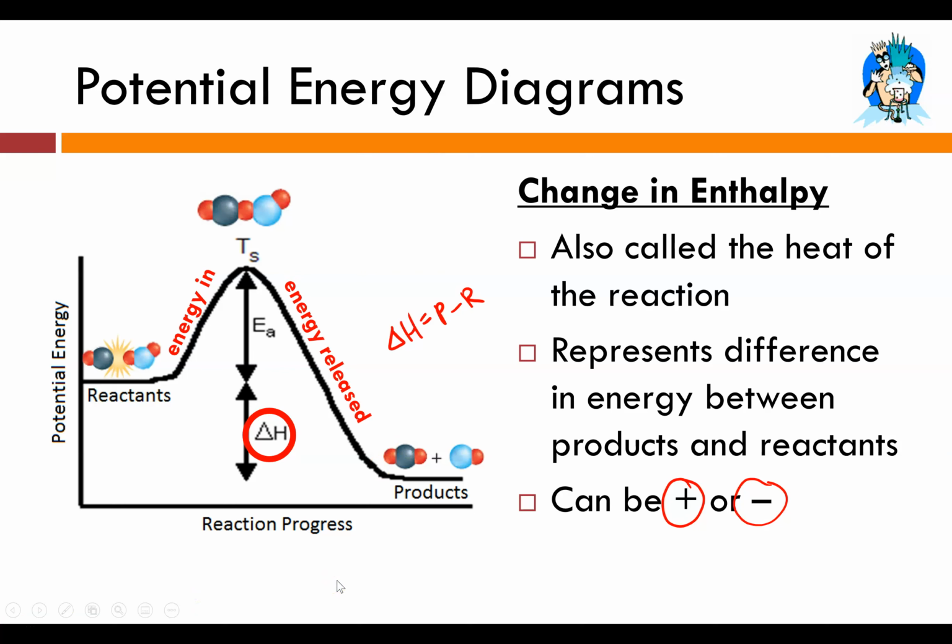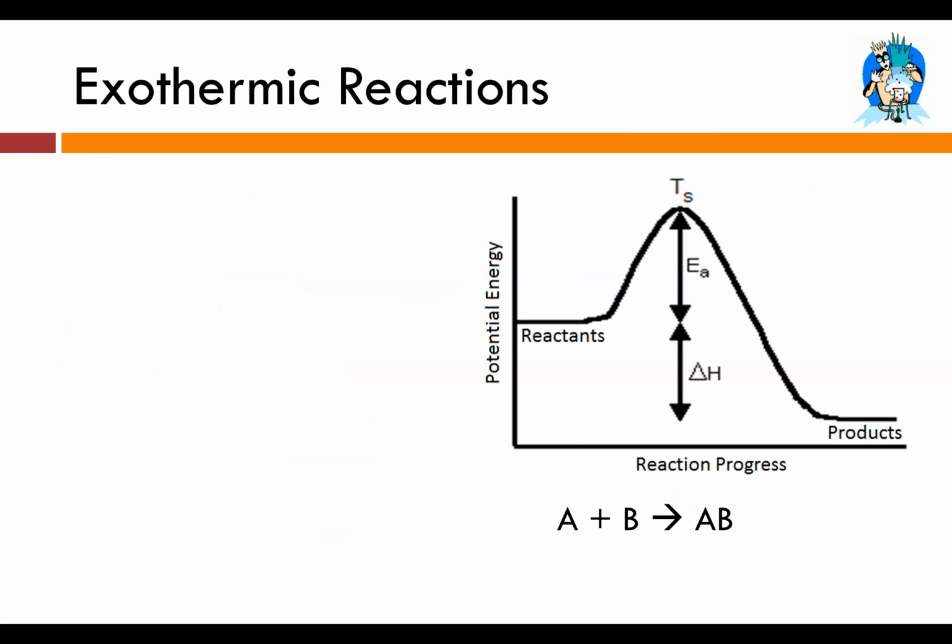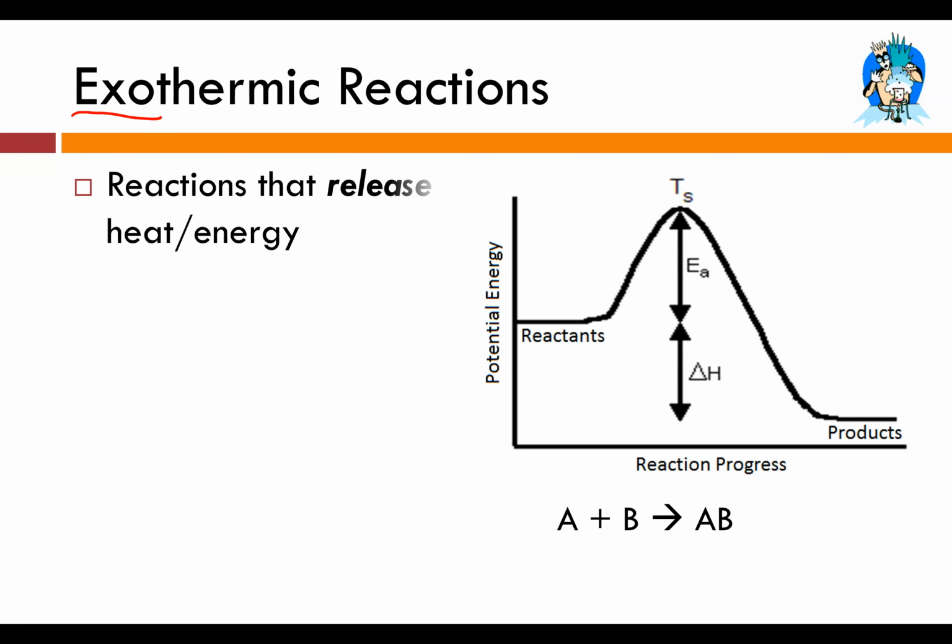So most of the potential energy diagrams that we look at are going to come in really one of two different potential layouts. The first is what we have been studying, which is for an exothermic reaction. Exo means out. So when an exothermic reaction occurs, they're going to release heat or energy out into the environment around them. Really important.